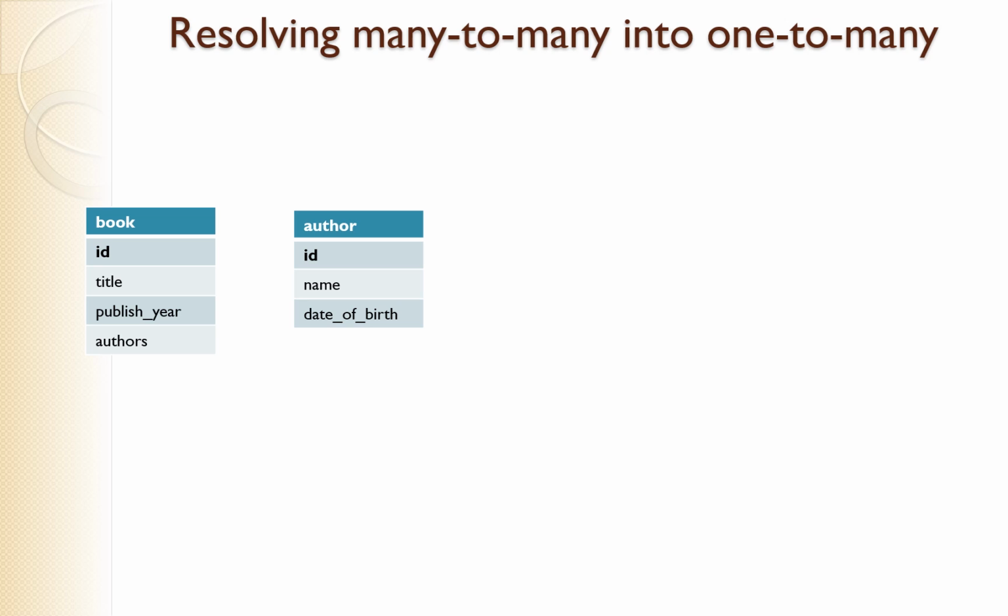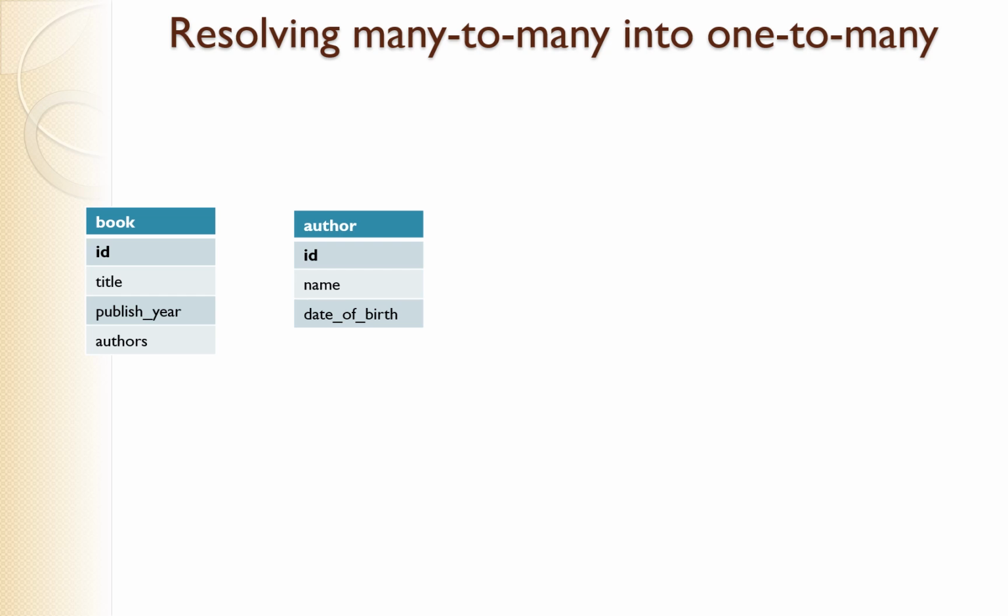Consider the two entities, books and authors. What is the relationship here? The simple answer is that each book has one author. Each author has many books. Therefore, this is a many-to-one relationship.